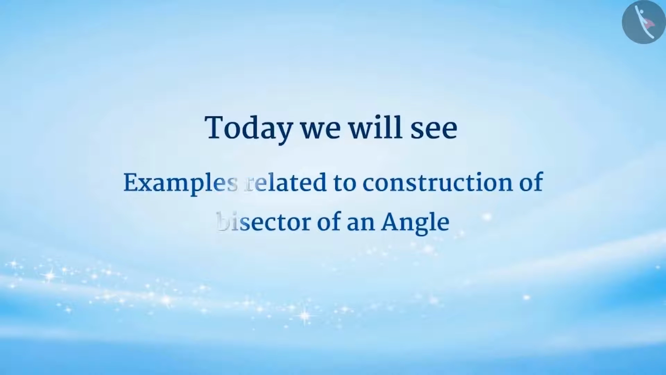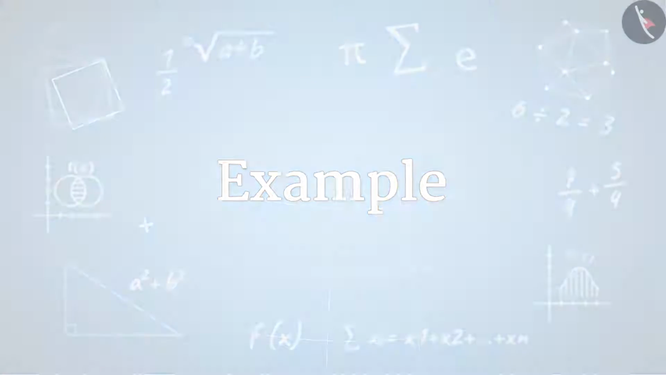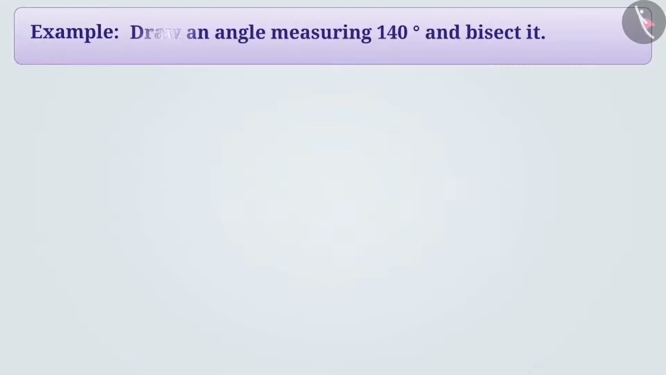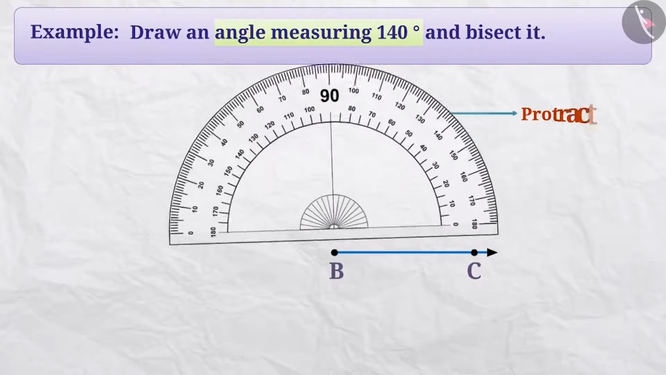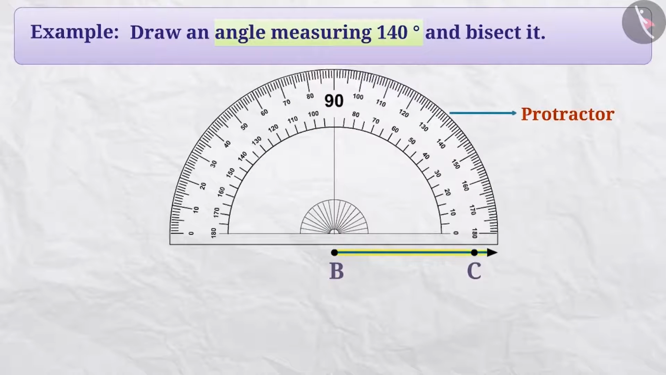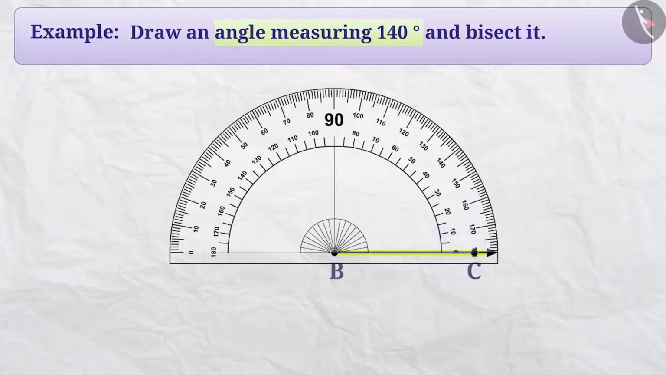Today we will see some examples related to the construction of the bisector of an angle. Draw an angle measuring 140 degrees and bisect it. To draw an angle measuring 140 degrees, first draw a ray. Let's name it BC. Now place the protractor on the ray BC in such a way that the center of the protractor is at point B and the zero edge completely covers the ray.